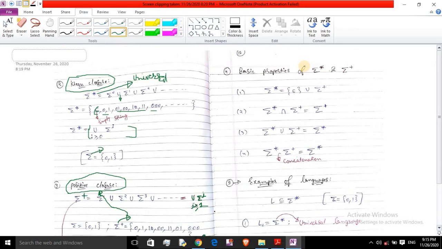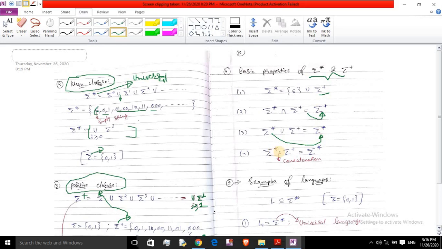Now look at some basic properties of Kleene closure and positive closure. It is actually a very simple, trivial property. Sigma star is the union of the positive closure and the empty string. So it is the Kleene closure. If we take the intersection of the Kleene closure and the positive closure, the result will be the positive closure, because the positive closure excludes the empty string. If we take the union, it results in the Kleene closure.